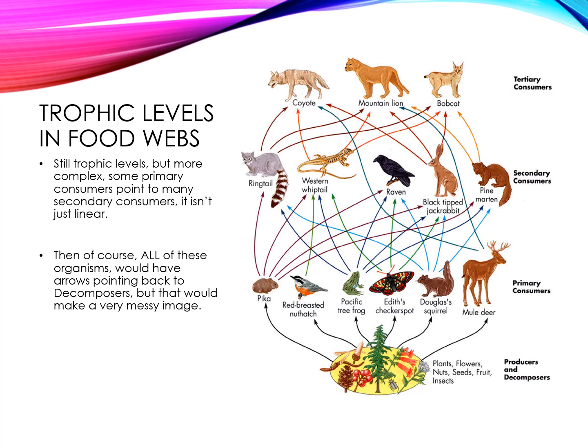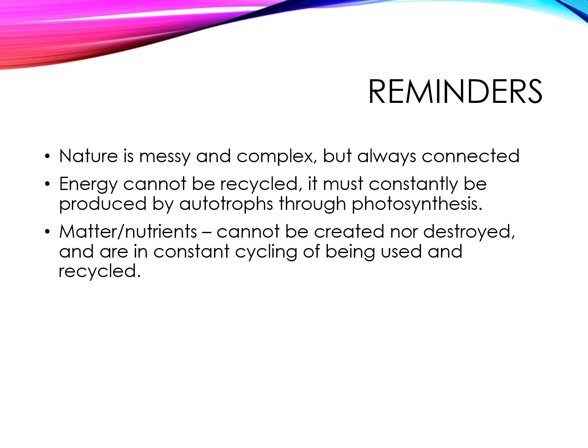Then, of course, all these organisms would ultimately have arrows drawn back to the decomposers, but that would make a very messy, very hard to read food web. So typically when you see food webs, you don't see those arrows returning back to the decomposers, but that does happen, and that's what allows nutrients to be cycled and recycled throughout the system. So all in all, nature is messy and complex, but it's always connected.